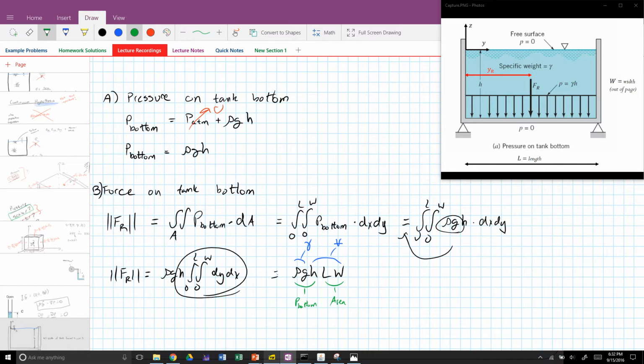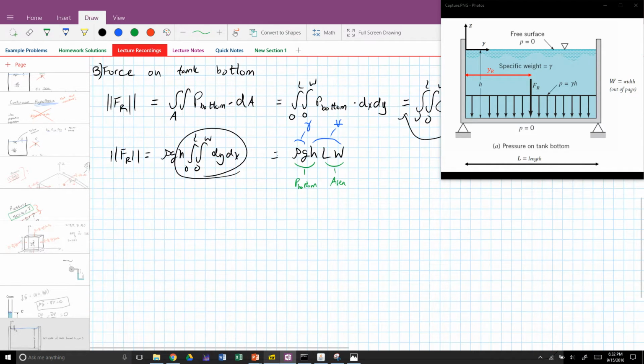So where does this resultant force act is the next question. So we're going to go ahead and make that C. Where does FR act?